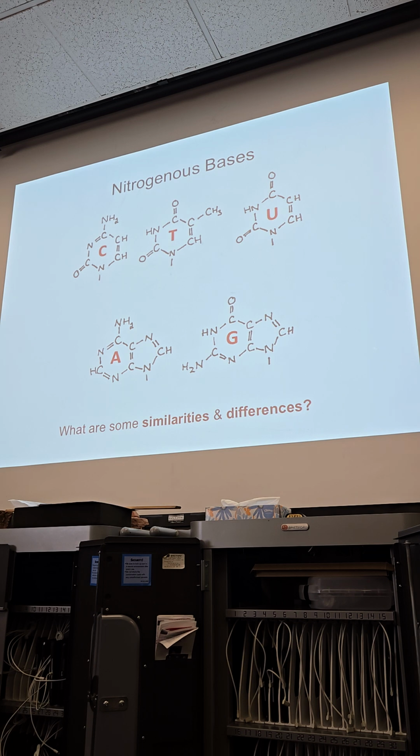H bonds are relatively weak. So how easy is it to unzip DNA? Pretty easy. Do you want it to be tough to unzip DNA? No. Because what happens when you unzip DNA? You're able to replicate it. You're able to transcribe it. Right? You're able to do things from it. You need to be able to access that information.